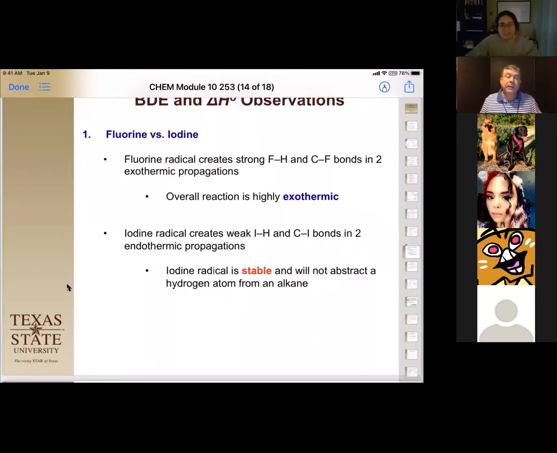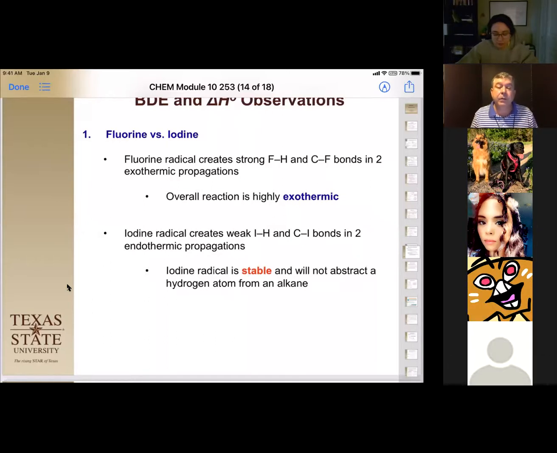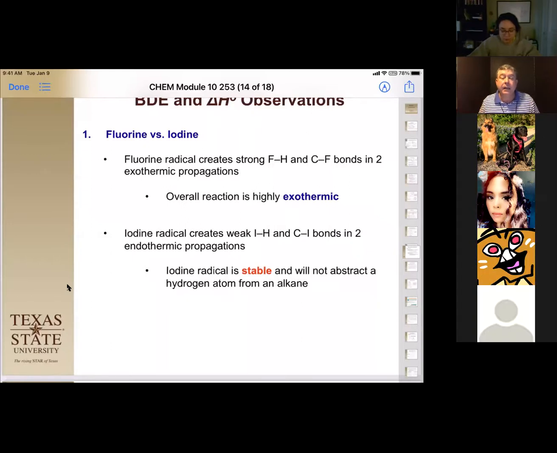And what we found is that it was actually endothermic, where it would take energy, dumping energy in to actually make it go. And it turns out also that the iodine radical is quite stable, and there's no driving force to make it abstract the hydrogen from the alkane to make that weak iodine hydrogen bond. So basically the iodine just does not work very well or at all. We have almost zero product from that system.